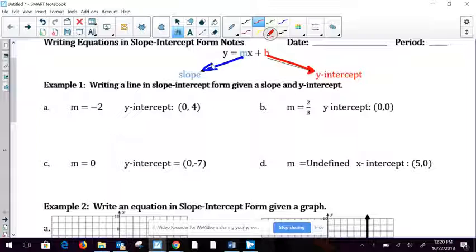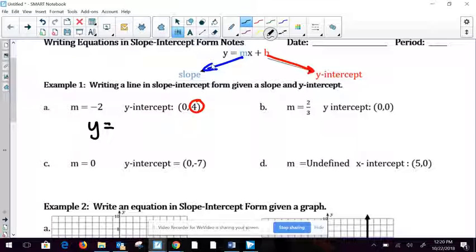So if we look at our first example, we have m is equal to -2, so that's our slope, and our y-intercept, if you notice, is a point. So the only thing that we're concerned with in that point is the y value of 4. So when we write this in slope-intercept form, we just put our numbers where they belong in the equation.